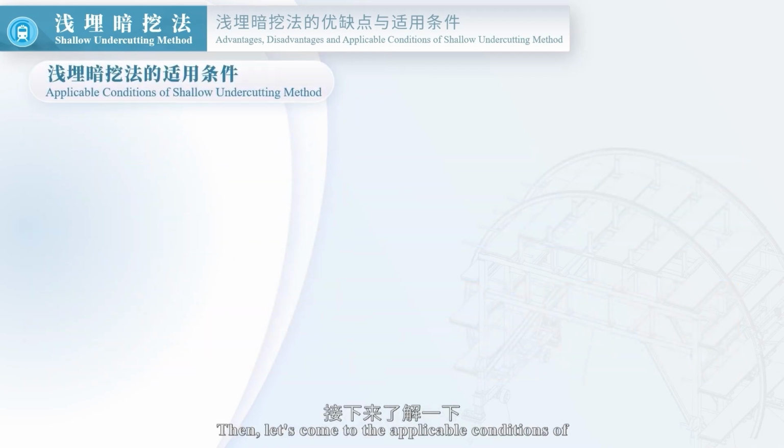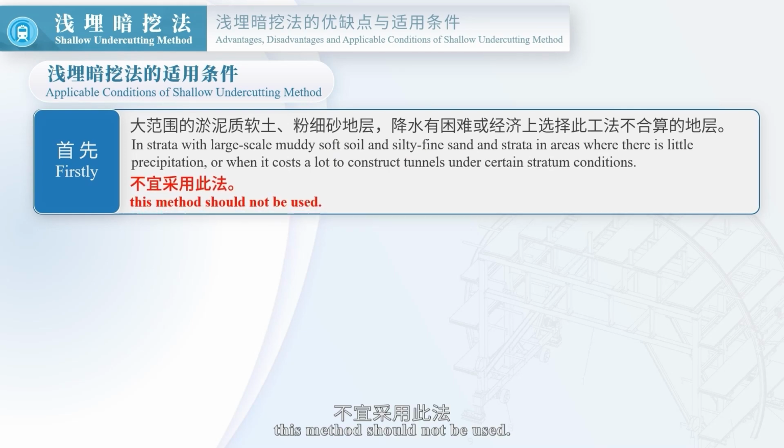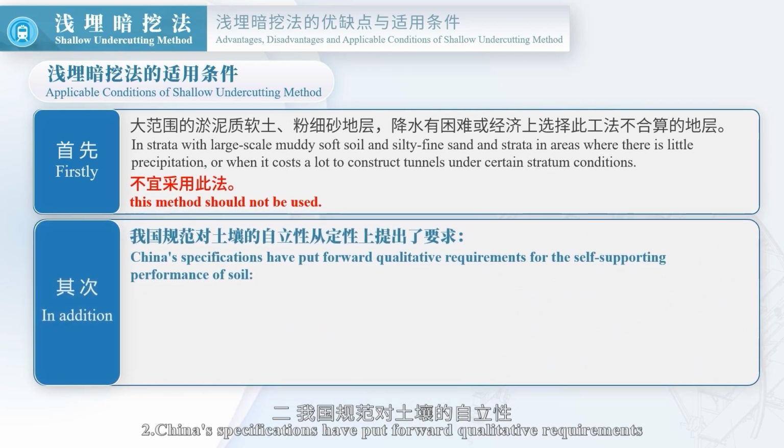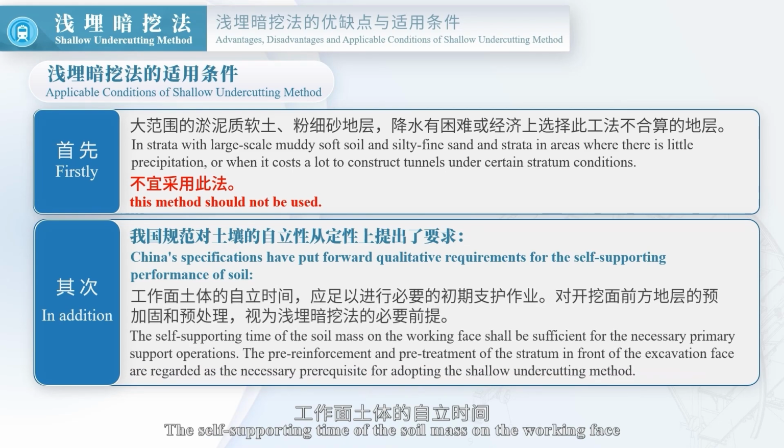Then, let's come to the applicable conditions of the shallow undercutting method. 1. In strata with large-scale muddy soft soil and silty fine sand, and strata in areas where there is little precipitation, or when it costs a lot to construct tunnels. Under certain stratum conditions, this method should not be used. 2. China's specifications have put forward qualitative requirements for the self-supporting performance of soil. The self-supporting time of the soil mass on the working face shall be sufficient for the necessary primary support operations. The pre-reinforcement and pre-treatment of the stratum in front of the excavation face are regarded as the necessary prerequisite for adopting the shallow undercutting method.